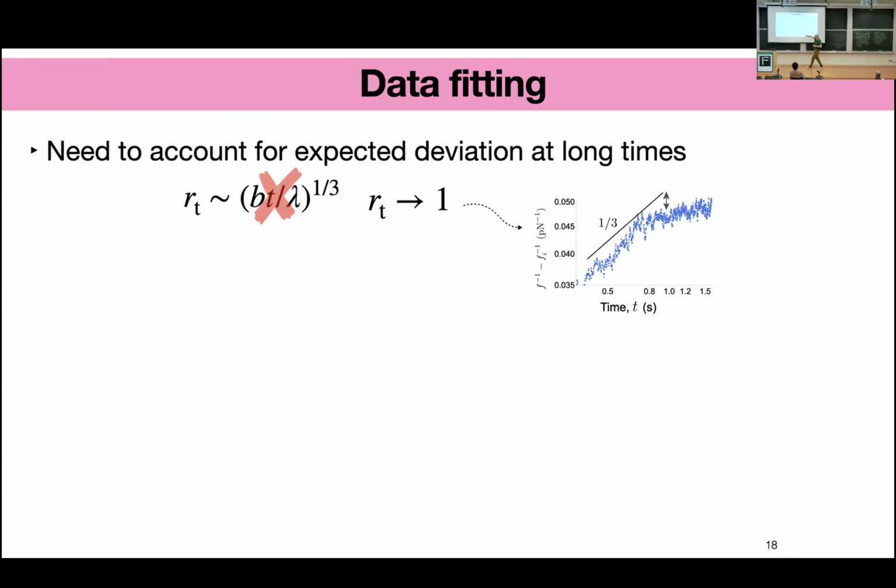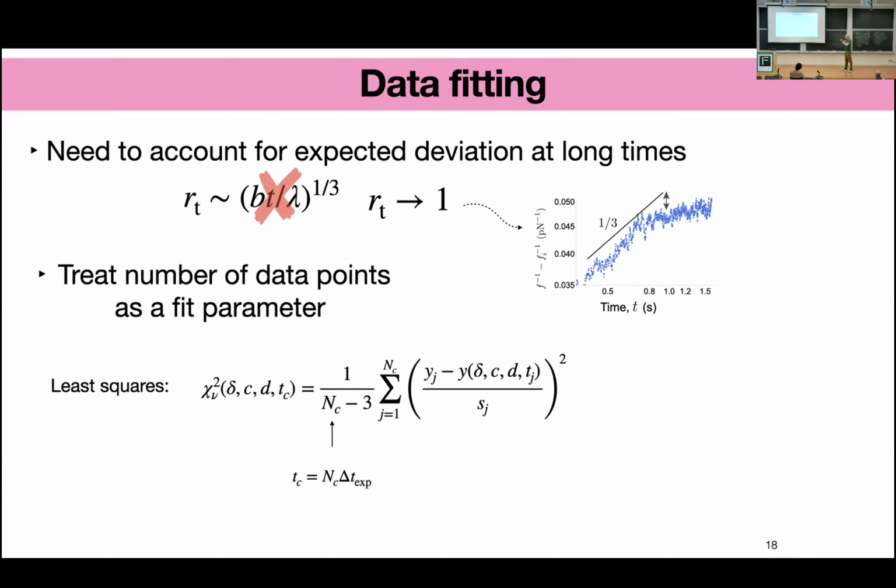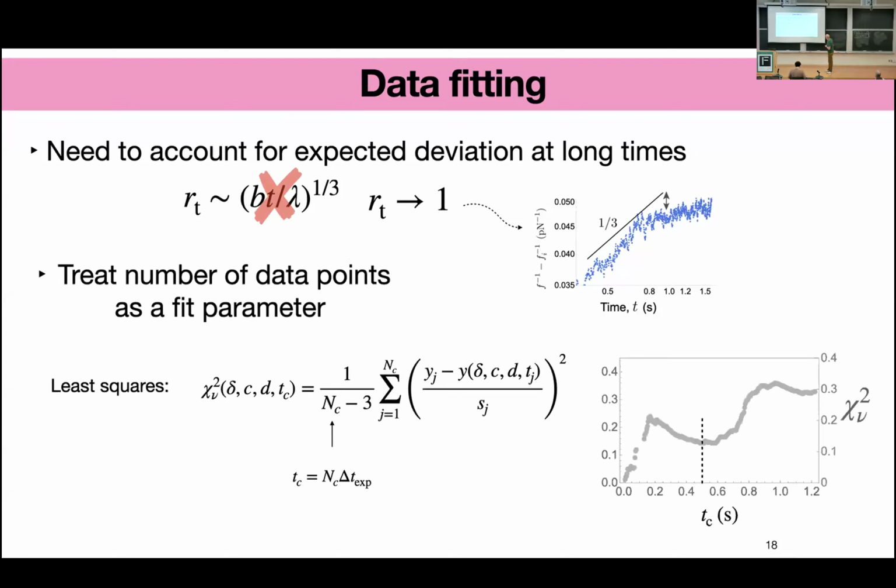R_T is going to tend to a constant. I'm going to skip over the detail, but we use least squares fitting, where we treat the number of data points as a fit parameter in the least squares. What we find is the chi-squared per degree of freedom. We look at the minima in chi-squared and then find the corresponding value of the exponent. That's what we're after here: an estimate of the scaling of this power law, delta.